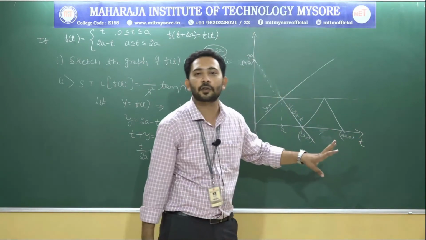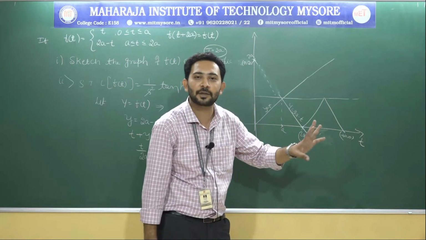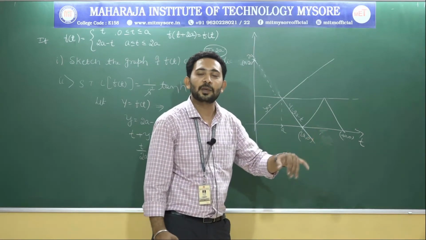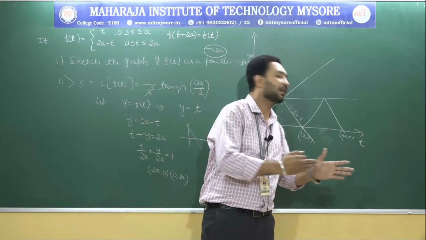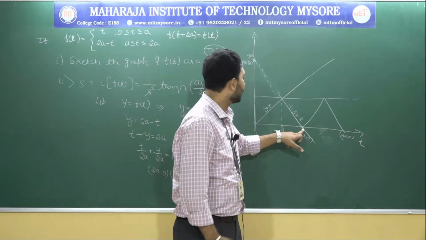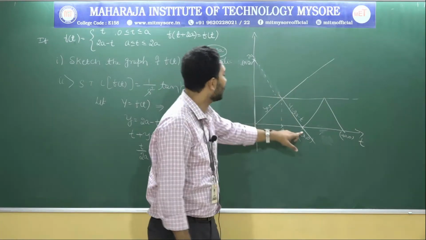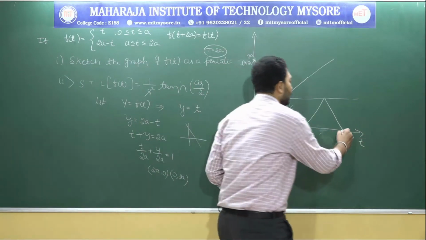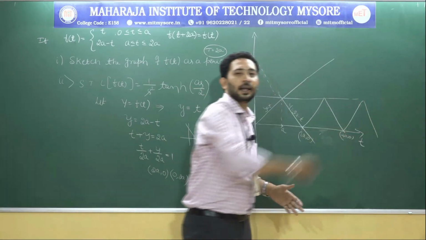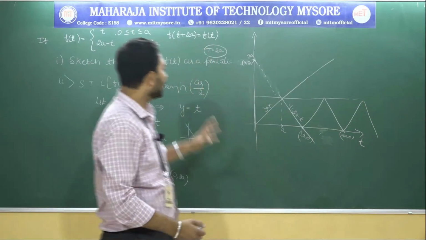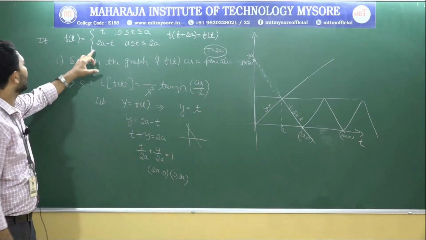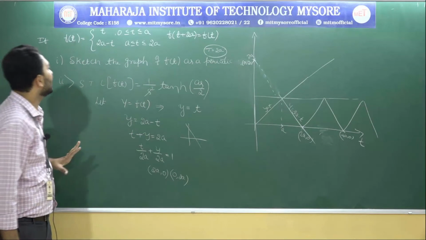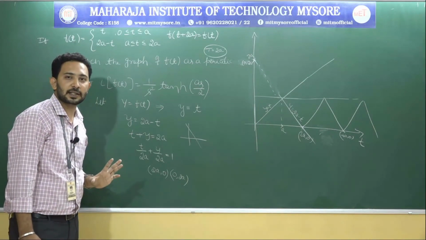So remember the definition of periodic function. A periodic function is a function which repeats its values at regular intervals of time. See here, here we have capital T equals 2a. So take 2a, 4a, 6a, and we will get the graph like this. So this is the required graph for the function f of t equals t and 2a minus t.